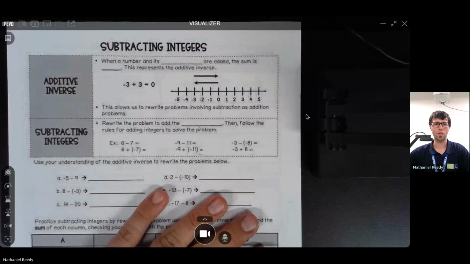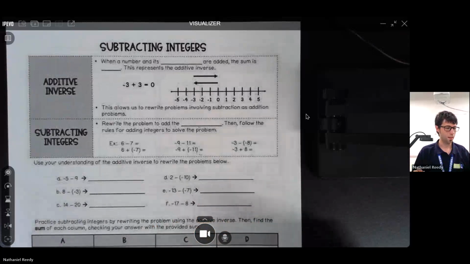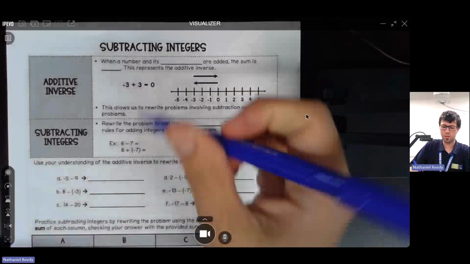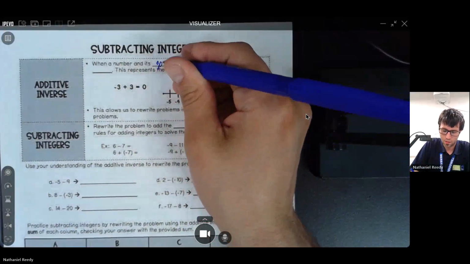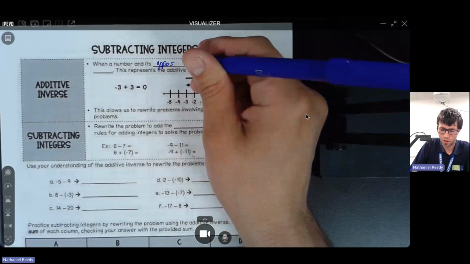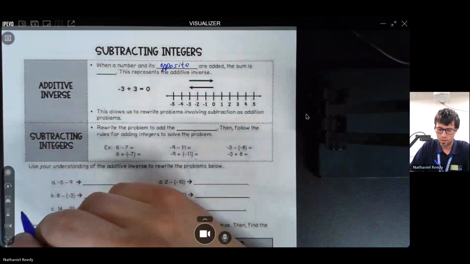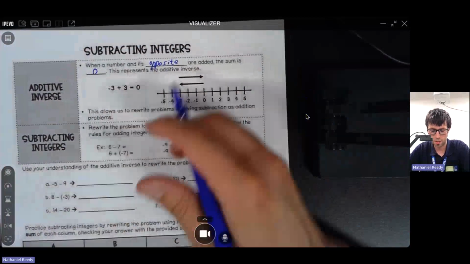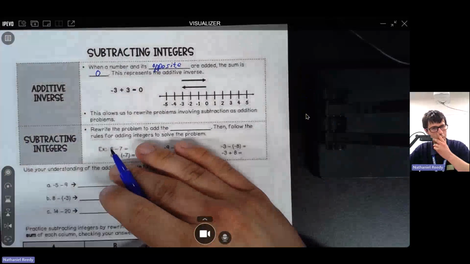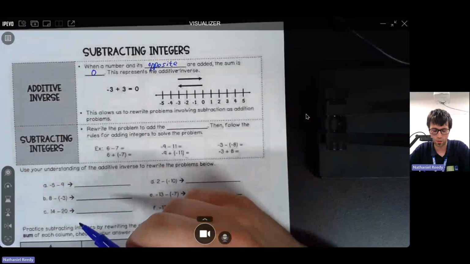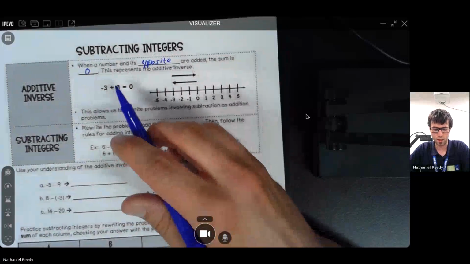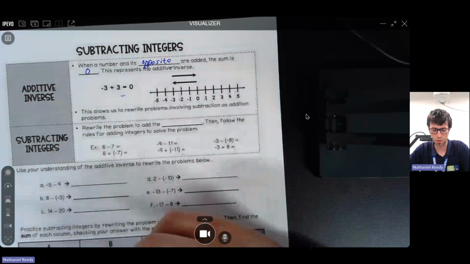Okay, so subtracting integers. At the top of this page, it says when a number and its opposite are added, the sum is zero. This represents the additive inverse. Additive inverse might sound a little confusing, but what they're saying is that if I take something like negative three and I add positive three, that equals zero.